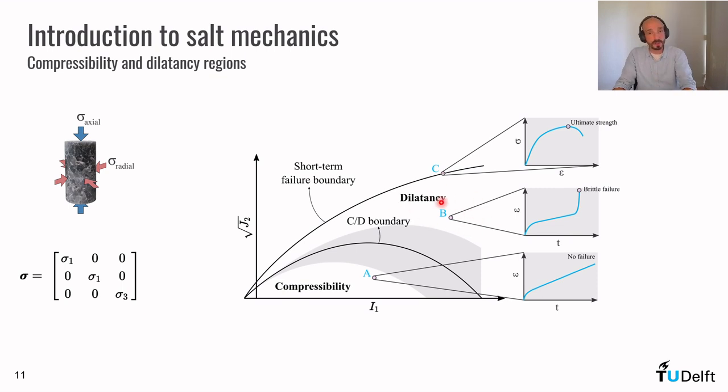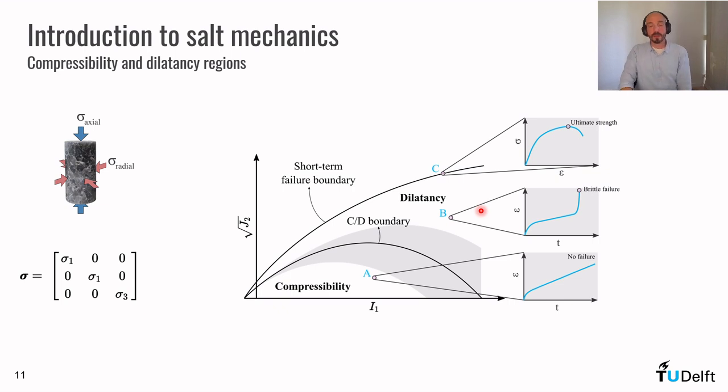Another thing that happens in the dilatancy region is the huge increment of permeabilities. So this is another reason we don't want any point around the cavern to operate in the dilatancy region, because it increases the permeability of salt, therefore compromising the sealing capacity of the salt. Okay, so we have these two regions.